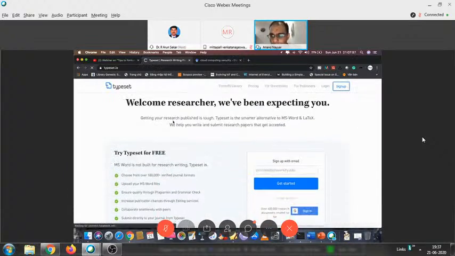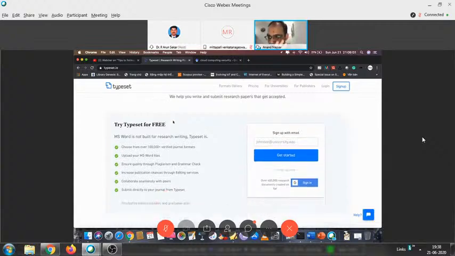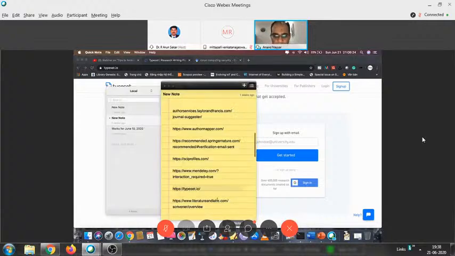Suppose you don't know LaTeX and you don't want to retype your paper in terms of journal formatting. You just sign in over here with a Google account. After that, upload your paper and select the journal where it is accepted. This website will automatically create the LaTeX for you, and it can even create the formatting in a Word file as per that journal. A very good website to save your time on formatting and doing tedious work like that.